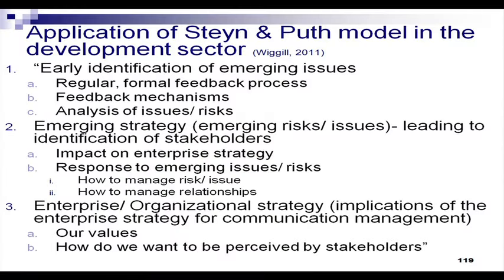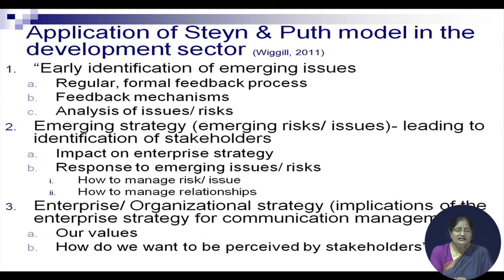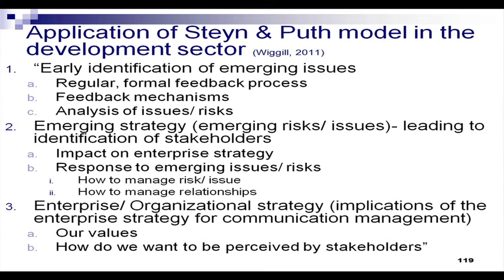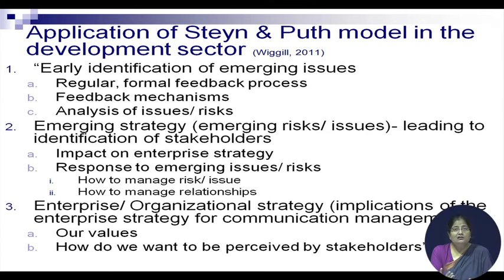Okay, so he discusses application of the Steyn and Puth model, and he says that as opposed to the first step in the original model, which was analysis of the organization's or institution's internal environment, here we identify the emerging issues in the community. We identify these issues through a regular formal feedback process in the community. We institute some feedback mechanisms, we analyze the issues and risks, and we try and find out what is going on in the community.